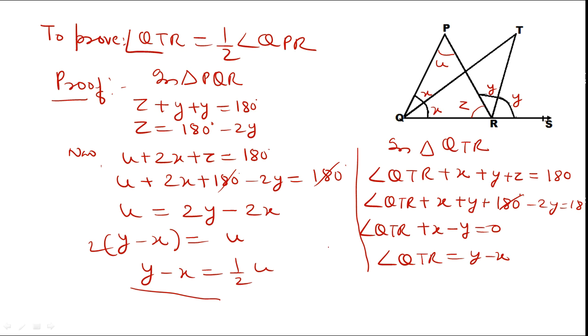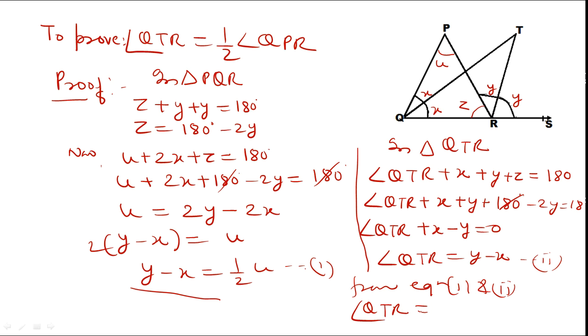So this y minus x is angle QTR, right? And u is PQR. So this is equation first and this is equation second. So just look carefully at the equations first and second. This y minus x in the left hand side of equation first is angle QTR, and that u on the right side of equation first is PQR, and that was our job from equation first and second. What I can write QTR is half of angle QPR.